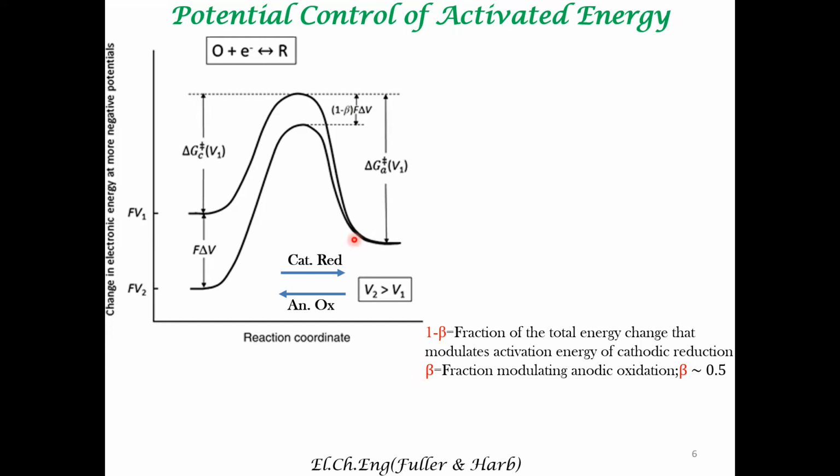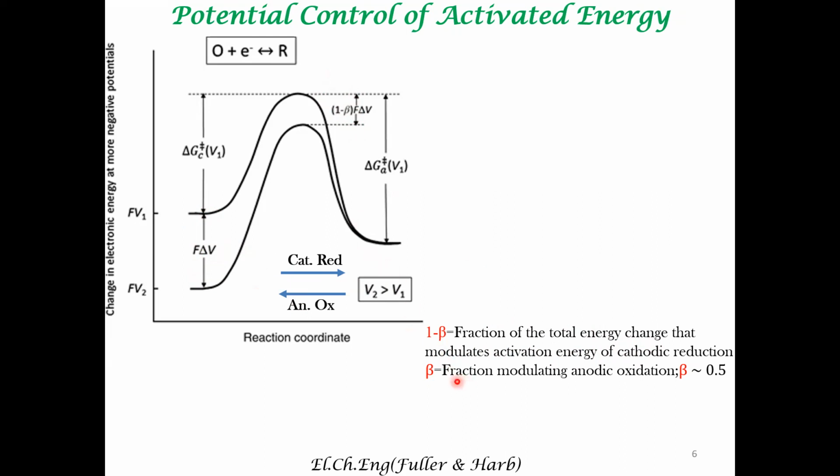We're going to interpret, okay, based on this potential energy surface. How are we going to interpret? 1 minus beta is the fraction of total energy change. What is the total energy change? There is a total energy change because of variation in electrode potential. When you vary the electrode potential by delta V, the total energy change is F delta V. Okay. 1 minus beta is the fraction of the total energy change that modulates the activation energy of the cathodic reaction. Okay, this is the change in the activation energy.